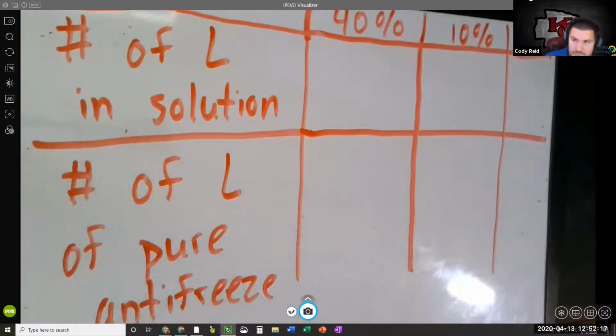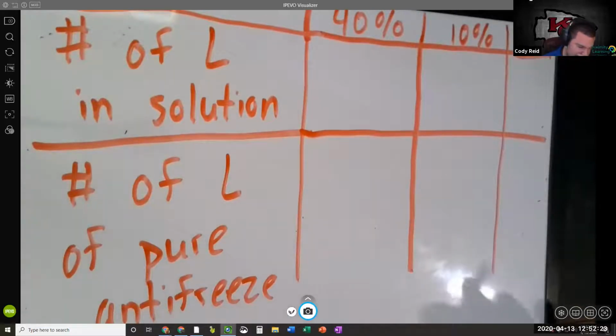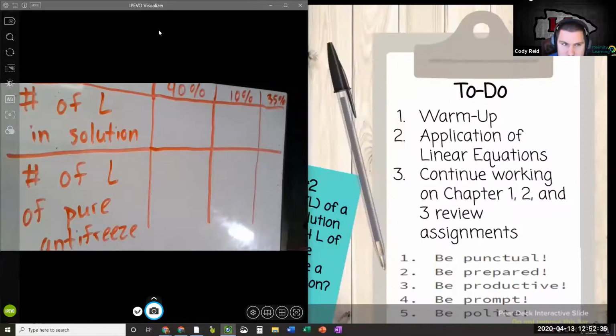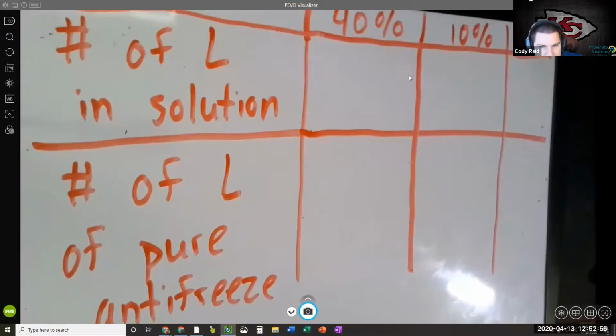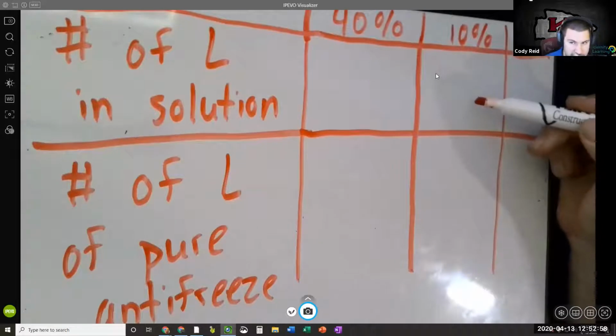Okay. So for this particular one, I did a table to help organize all the information that we have. And the question was, how many liters of a 40% antifreeze solution must be added to 4 liters of a 10% antifreeze solution to produce a 35% antifreeze solution? So how many liters of the 10% do we have right now?